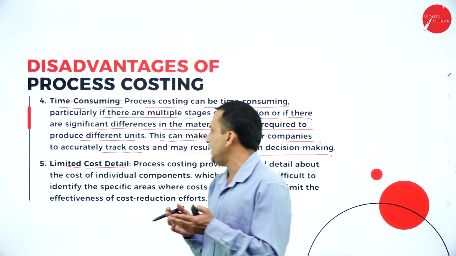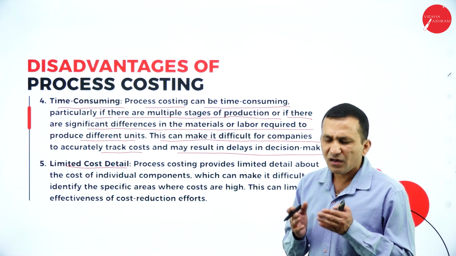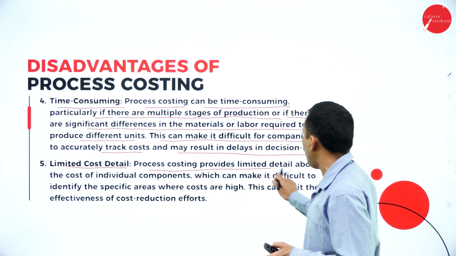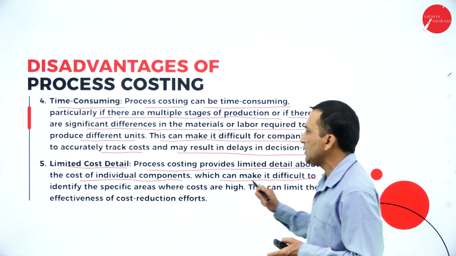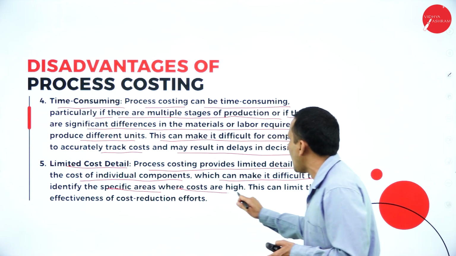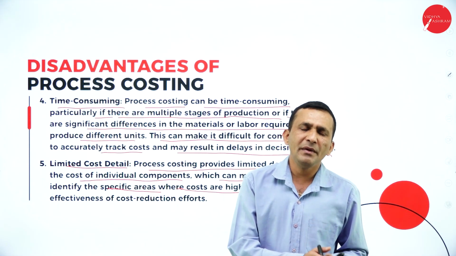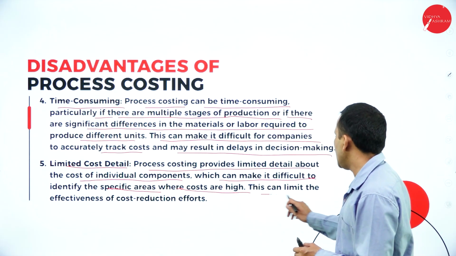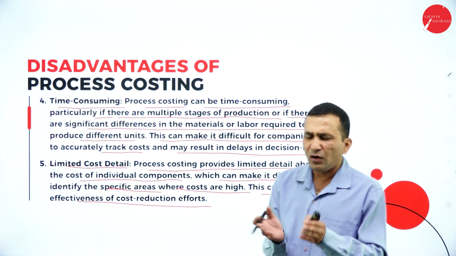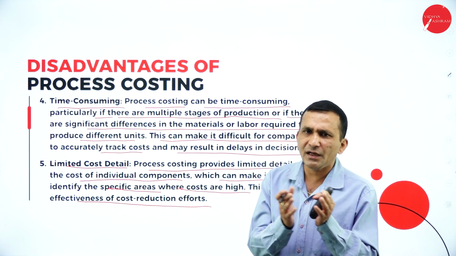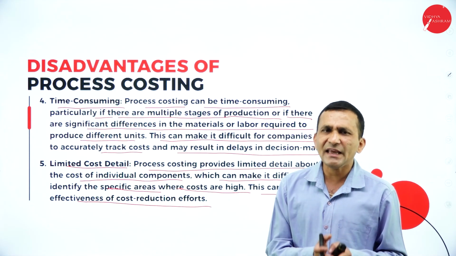So the limited cost detail. At each and every stage the calculation of cost is inaccurate. The process costing provides limited detail about the cost of individual components, which can make it difficult to identify the specific area where costs are high, because each and every process involves different inputs like material, labor, overheads. Okay, so this can limit the effectiveness of cost reduction efforts. Of course we can't take it up, because any specific product goes through certain processes, so the tracking is very difficult.